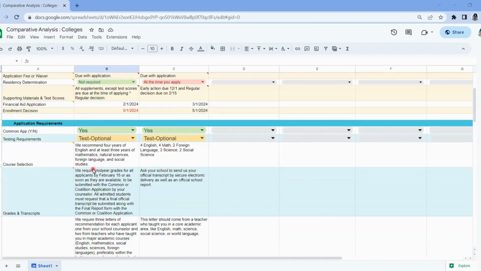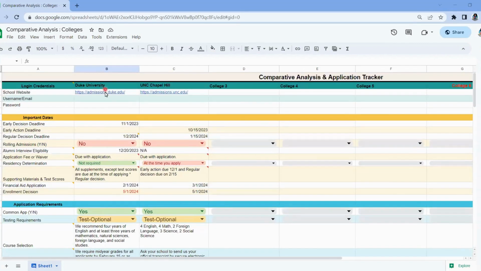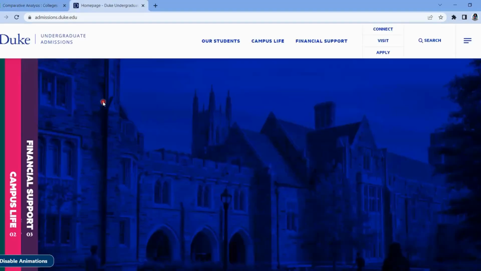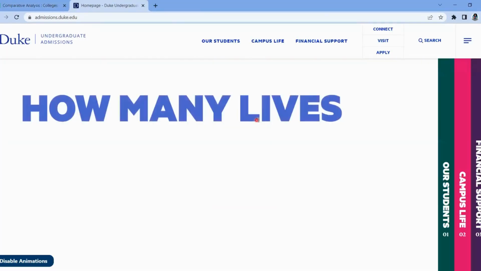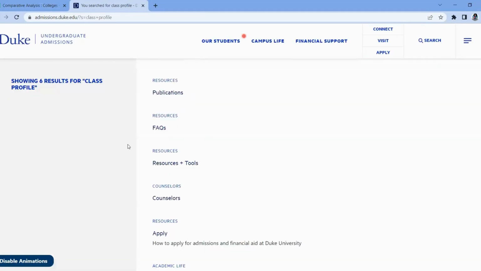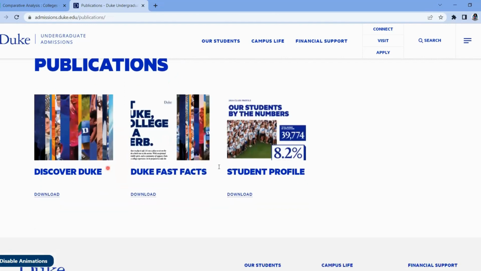I'm going to go back up to the admissions page I saved for the first school. And for this portion, I'm going to search for class profile to see if they've captured any statistics about the students they've recently admitted. Let me see. Publications, let's see. That's Discover Duke, student profile. So I'm going to click on this and open this up.